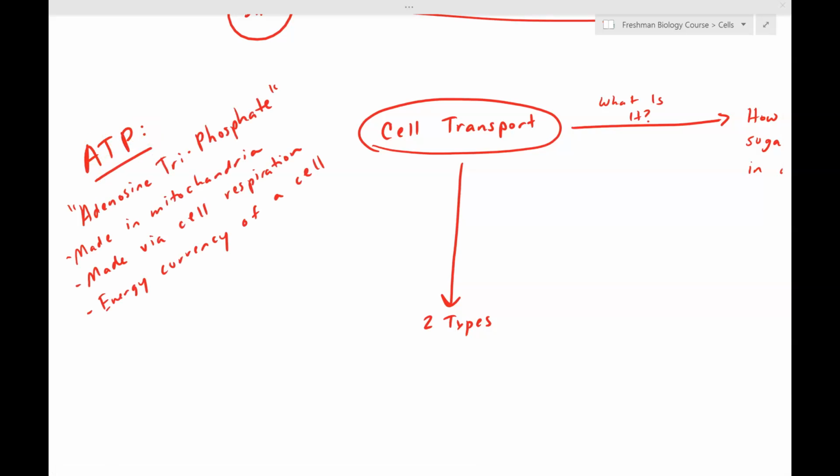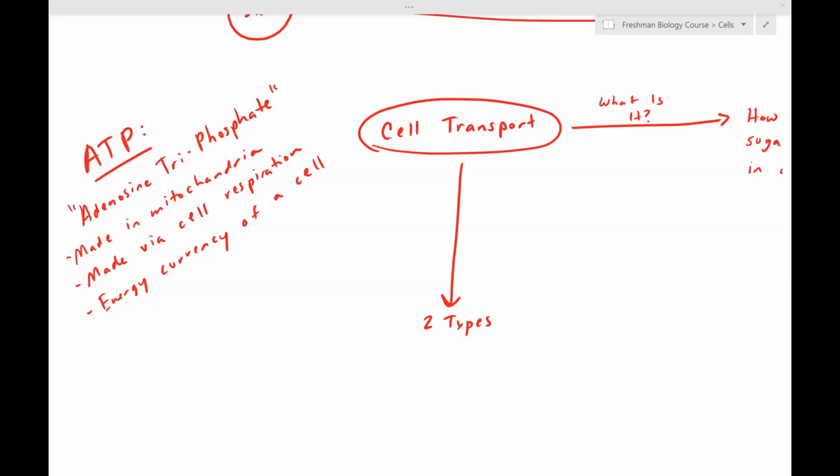ATP is short for adenosine triphosphate. This is the energy currency of a cell. So, for example, you go to a store to purchase something. You can't just tell the clerk at the store, hey, I have money in my checking account, and then walk out of the door, right? You need some form of currency. So that's what we're looking at here.